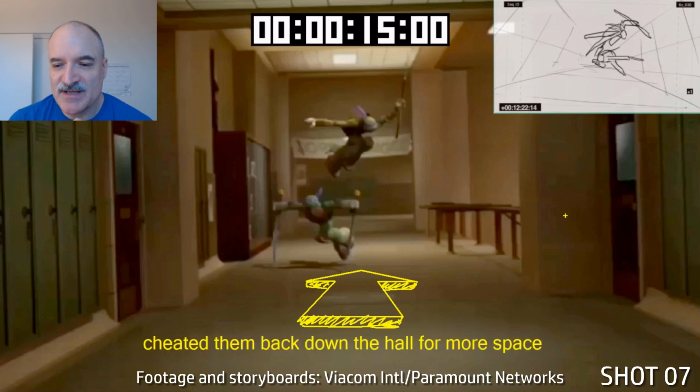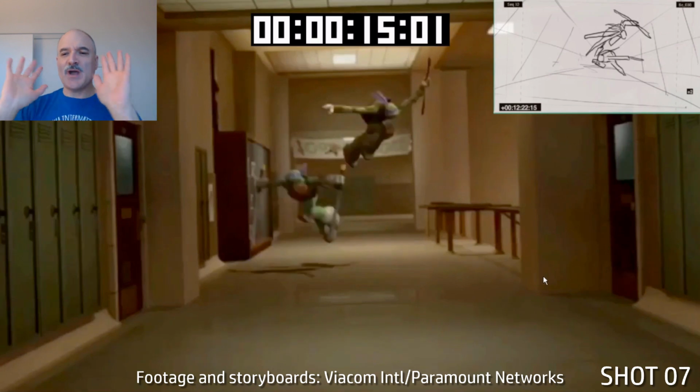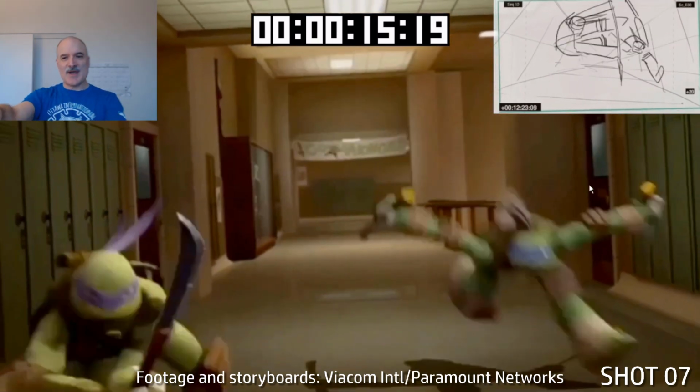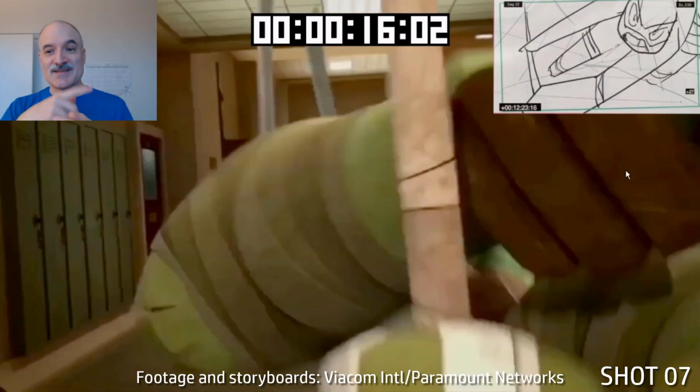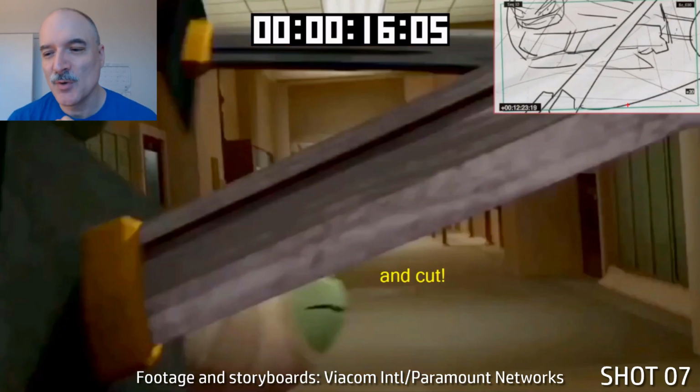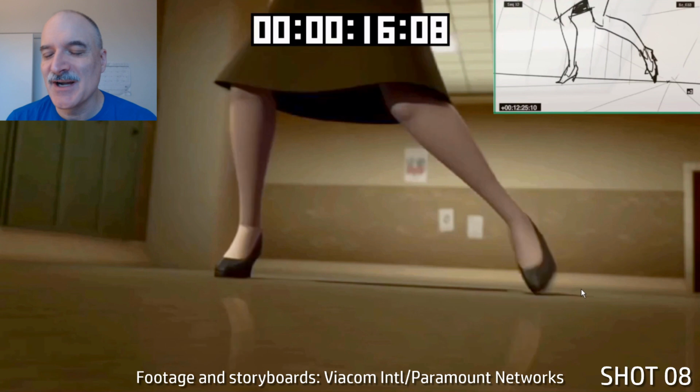Now, compared to the previous scene where they were running down the hallway and jumping, I had to cheat them way back down the hall. You see, they were starting all the way back by the stairs there to give them enough room, because in the previous scene, they were already almost to the far wall. So sometimes you just have to continue to use that same environment over and over.